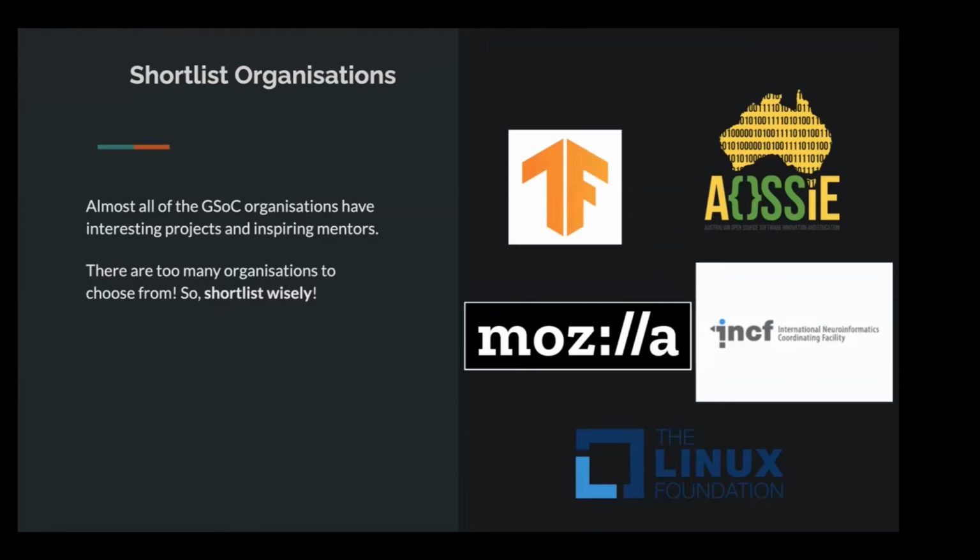How to shortlist them? You have to shortlist the organizations on the basis of your interest. Let's suppose I am a machine learning guy and I am very much interested in machine learning. So TensorFlow can be good for me, right? If I was good at mobile development, and OSCE has 2 or 3 projects in mobile development, so OSCE was good for me.